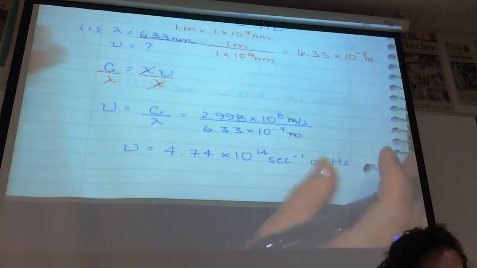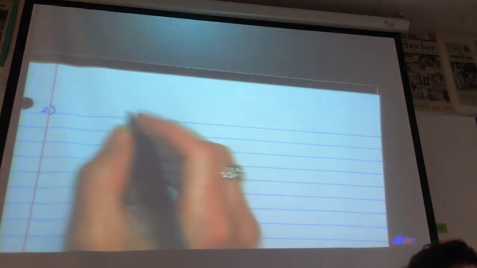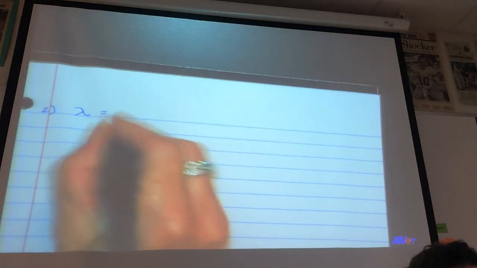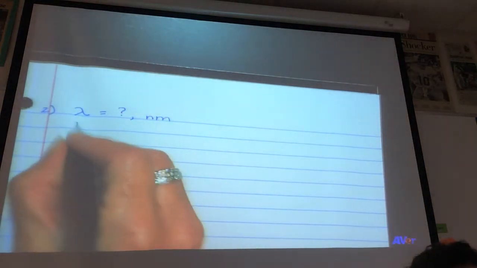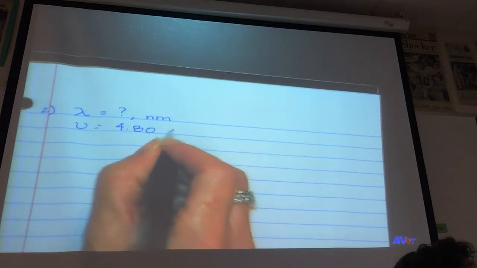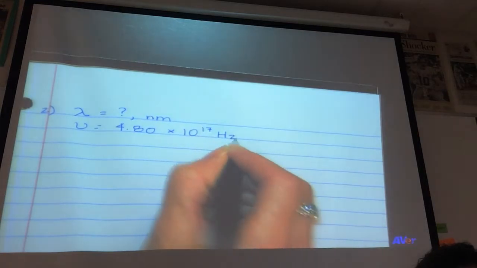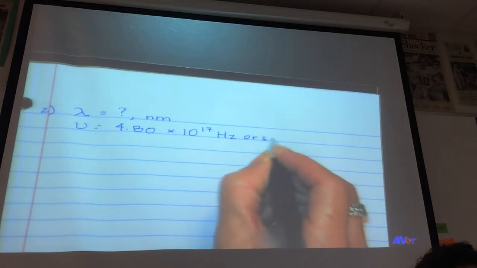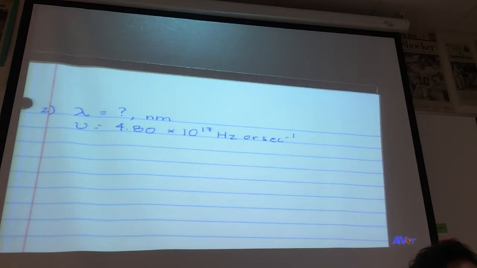The second problem is very similar. You have it in front of you, so I won't flip screens. On number 2, it says calculate the wavelength of X-rays. So we want to know the wavelength in nanometers. And the frequency is 4.80 times 10 to the 17 hertz. Hertz is the same as seconds to the negative 1, and it's probably going to be easier to work in the seconds to the negative 1 unit.